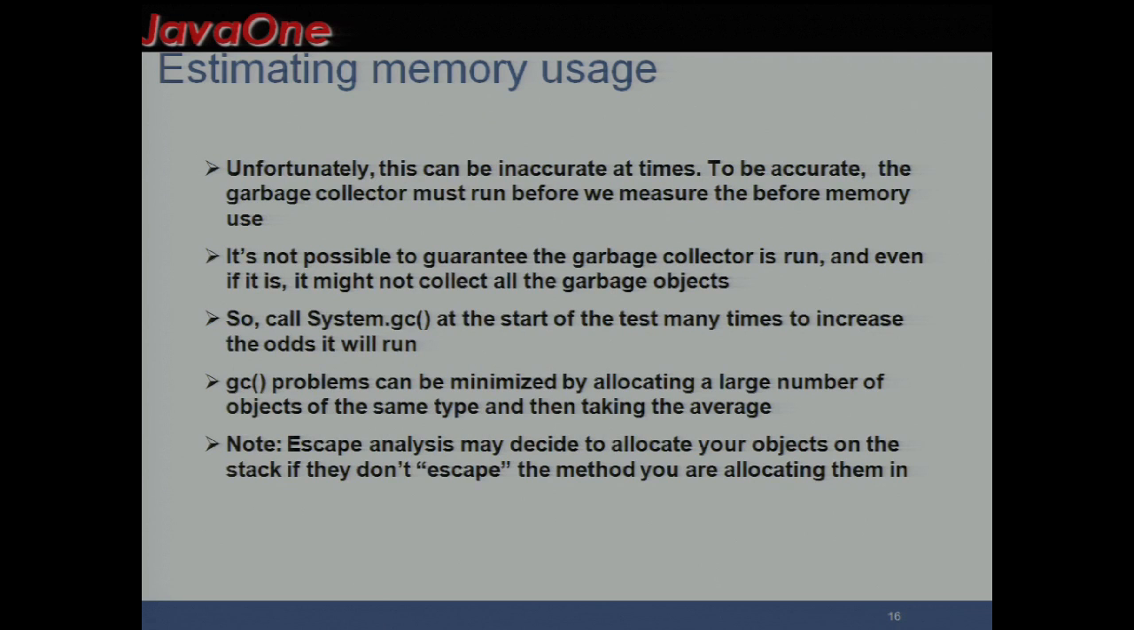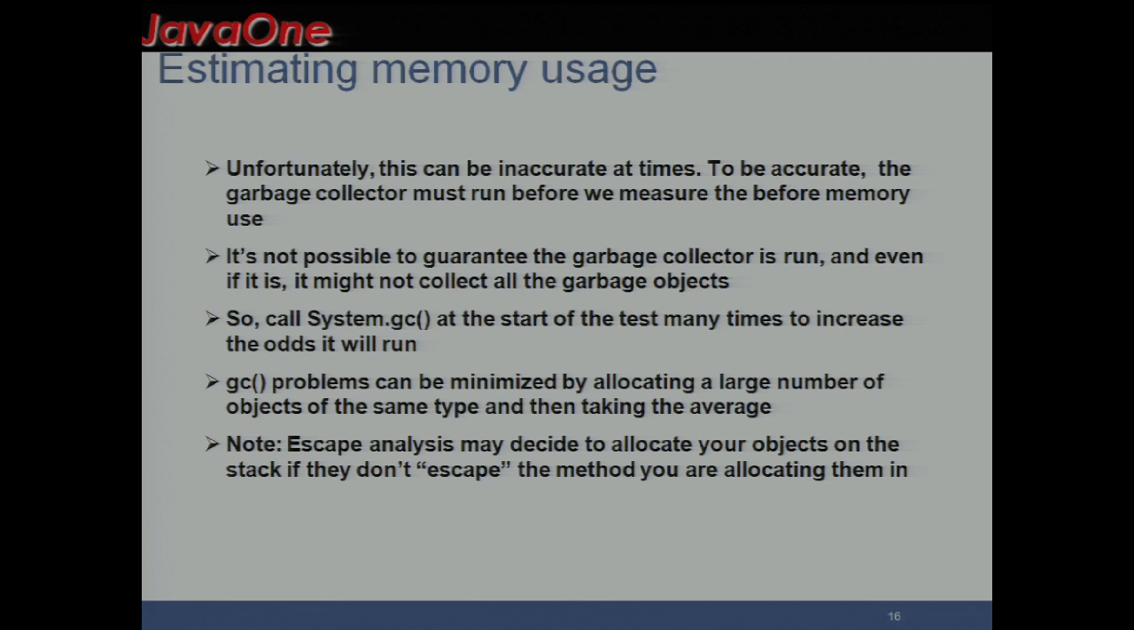Unfortunately, it can be inaccurate, and it's mainly because of the garbage collector, right? In order for it to be accurate, you've got to make sure your garbage collector runs before you estimate your memory use. And you really can't force the garbage collector to run. Even if it runs, you might not free up all the memory. It might not collect all the memory that's being used at that time. So typically what you do is you call System.gc a bunch of times, and you hope that that's going to increase the odds that the garbage collector is going to get run. Now you can minimize some of the impacts of this by allocating a bunch of objects and taking the average of them and then declaring that that's the memory usage for this object.